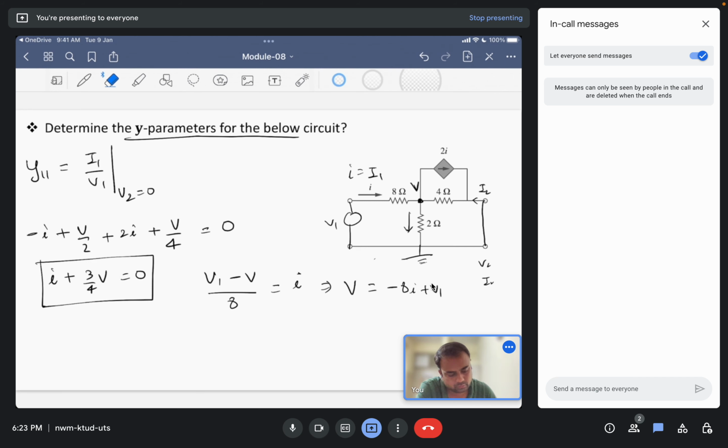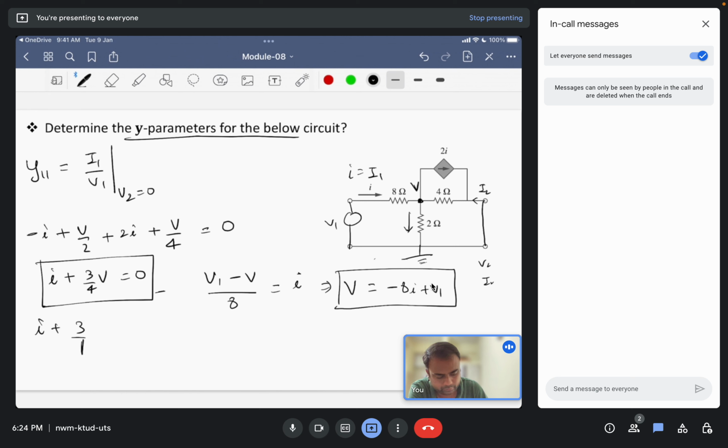So 8I, yeah, it was correct. So this will go 8I and finally minus V1, and on the negative side minus 8I plus V. Yeah, so this is correct. So V is this one. So let us put the value of V in this equation. So I plus 3 by 4, in case of V, we are substituting minus 8I plus V1 is equal to 0.